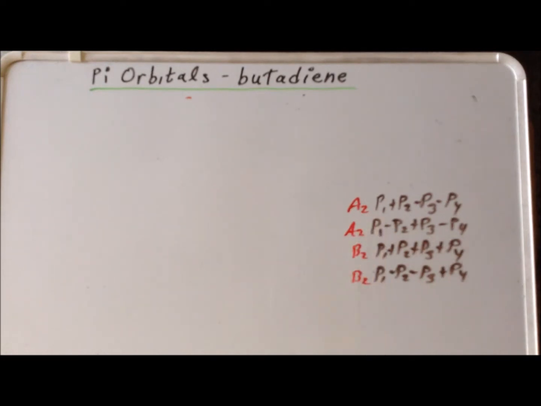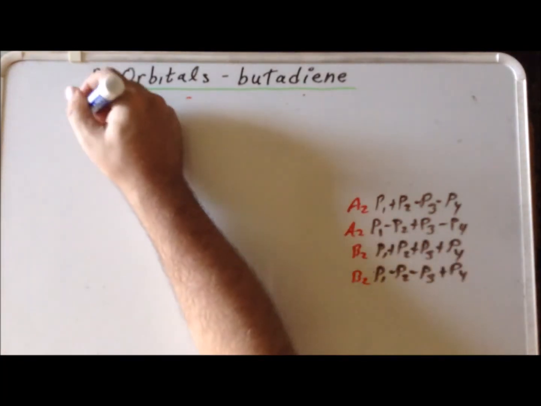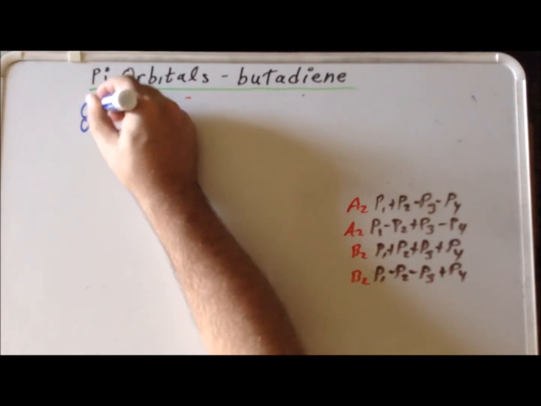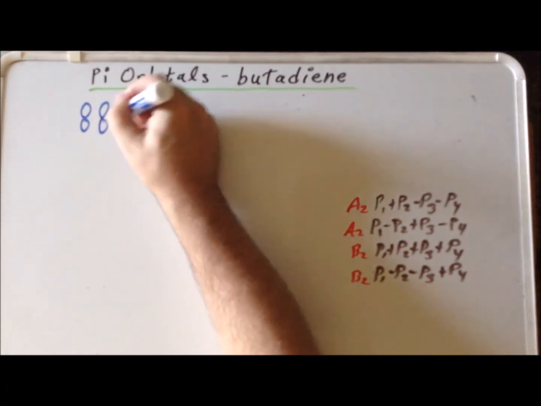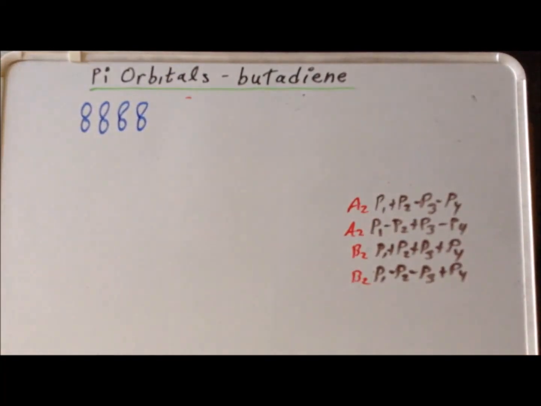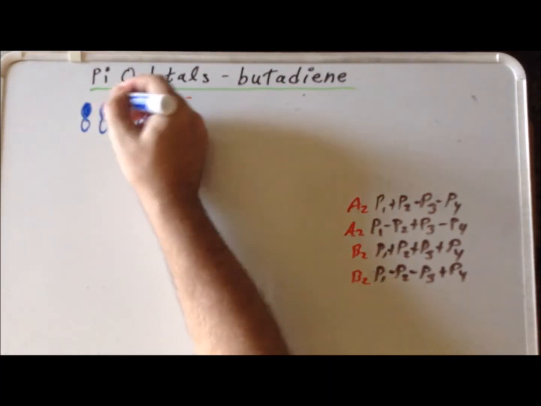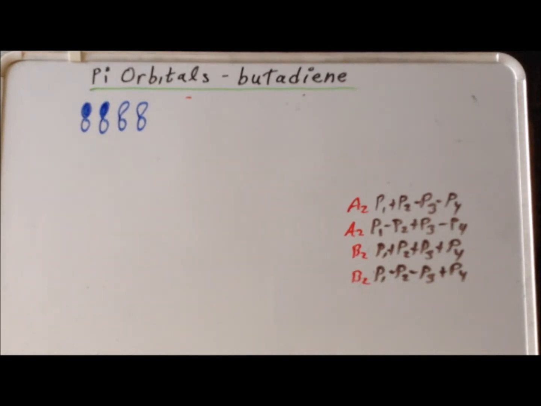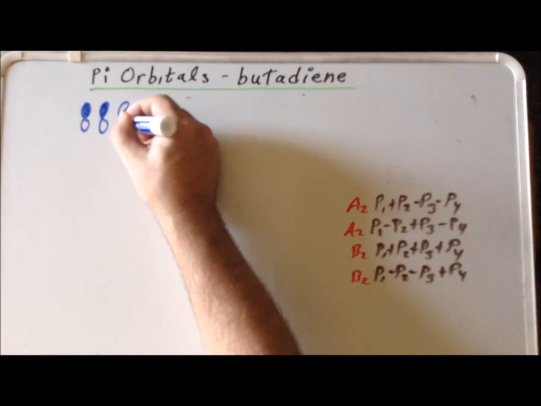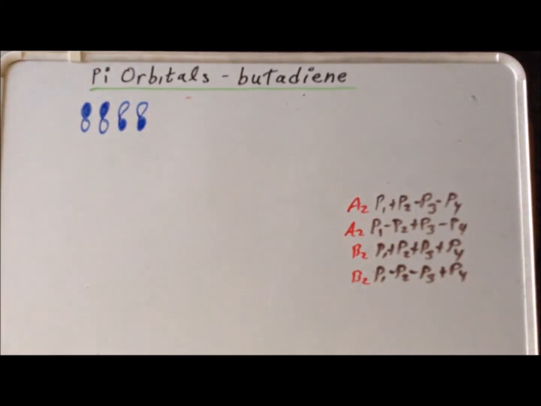So let's start with the first combination, the P1 plus P2 minus P3 minus P4, and see what that looks like. So we can make a quick sketch of the 4 p orbitals. We'll just draw them in a line just to make it easier here. And the key feature is that we notice that P1 and P2 have positive phase. So we'll put the positive phase on top. And P3 and P4 have a negative coefficient. So that means that they have the negative phase on top. So we can represent the orbital in a schematic this way.